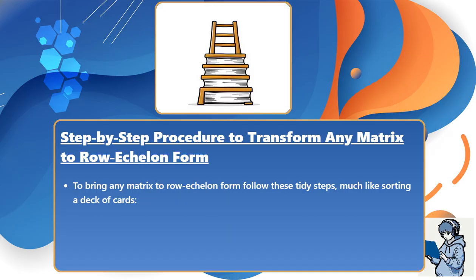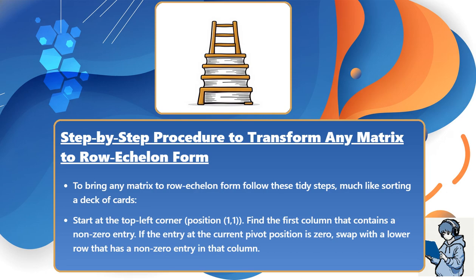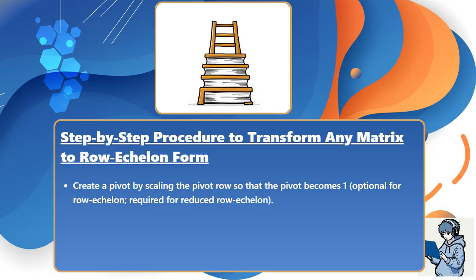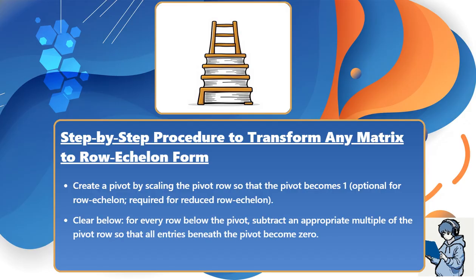To bring any matrix to row echelon form, follow these tidy steps, much like sorting a deck of cards. Start at the top left corner, position 1-1. Find the first column that contains a non-zero entry. If the entry at the current pivot position is 0, swap with a lower row that has a non-zero entry in that column. Create a pivot by scaling the pivot row so that the pivot becomes one; optional for row echelon, required for reduced row echelon. Clear below: for every row below the pivot, subtract an appropriate multiple of the pivot row, so that all entries beneath the pivot become 0.